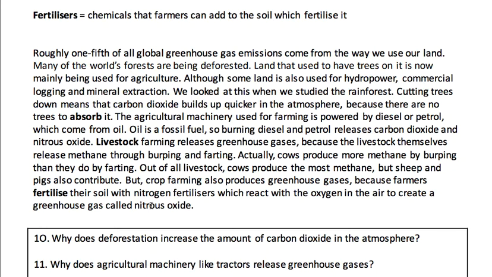Livestock farming releases greenhouse gases because the livestock themselves release methane through burping and farting. Actually, cows produce more methane by burping than they do farting. Out of all livestock, cows produce the most methane, but sheep and pigs also contribute. But crop farming also produces greenhouse gases because farmers fertilise their soil with nitrogen fertilisers, which react with the oxygen in the air to create a greenhouse gas called nitrous oxide.